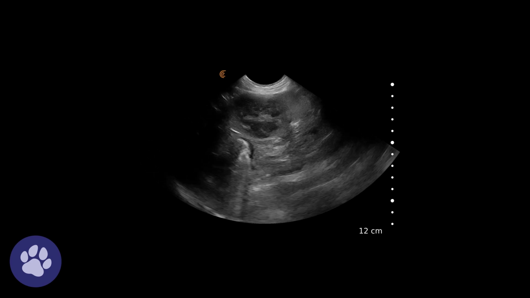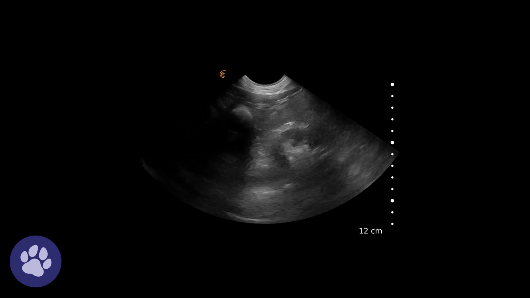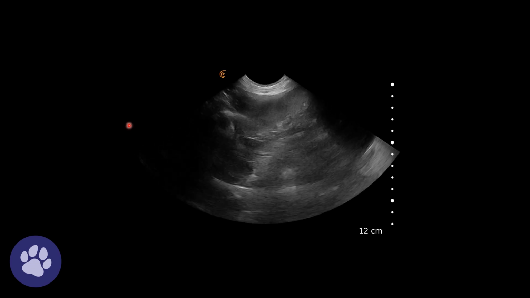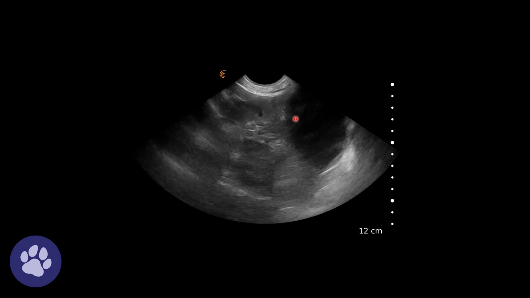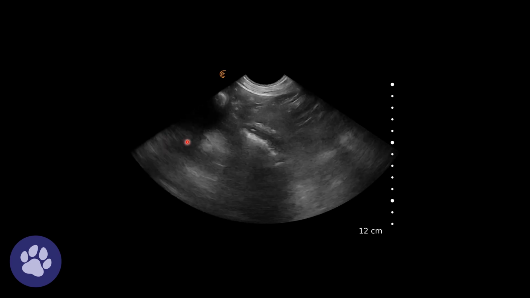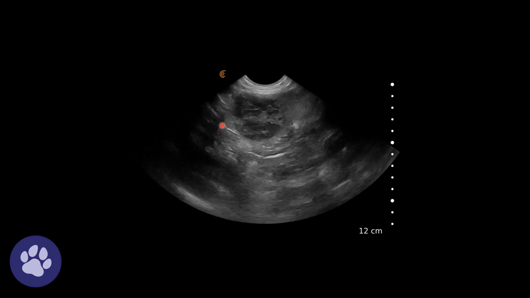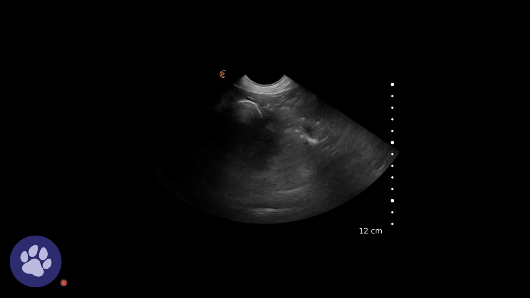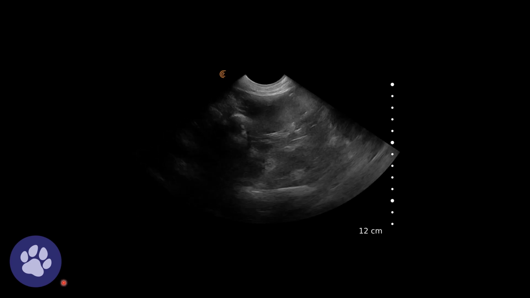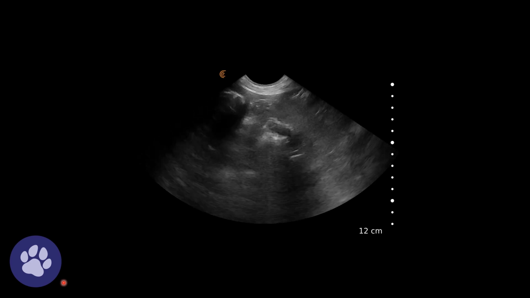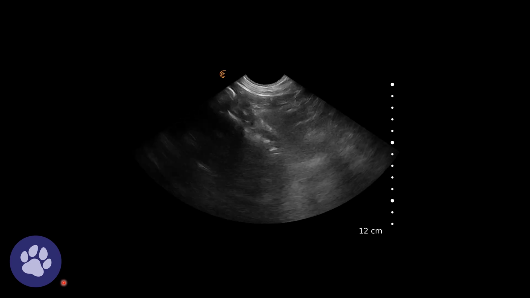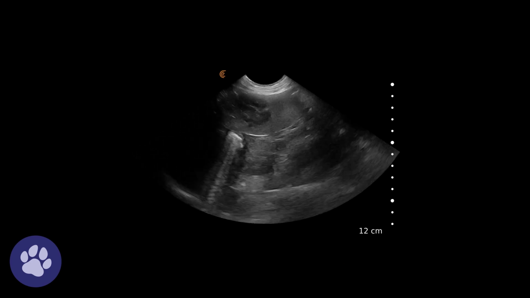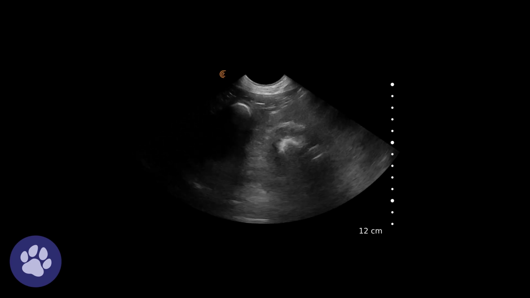So on this ultrasound scan, we can see the spleen at the top of the image. So we've got the cranial part of the abdomen here, we've got stomach, and then we've got spleen at the top here. And we can see the splenic head, and here we've got the splenic body with this mass in it. So this mass is heterogeneous and quite large, and we can also see another mass here, which is intra-abdominal. It's not actually connected to the spleen.